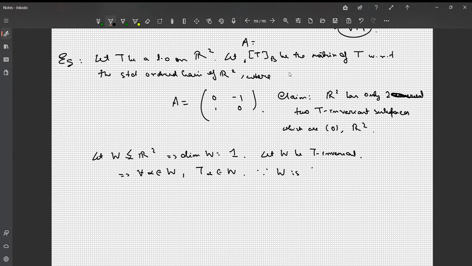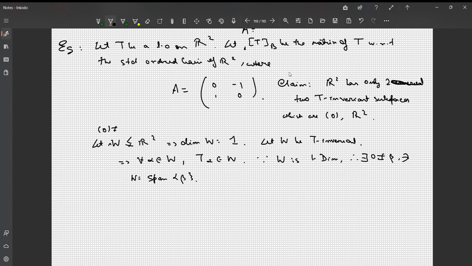Is it clear? Now, since W is one-dimensional, it is obviously non-zero. So there exists a non-zero vector beta such that W is spanned by this non-zero vector beta. Beta is obviously inside W. Now, if W is spanned by beta, then alpha must be some scalar multiple of beta. Therefore, since we are talking about R2, we can consider the scalar from R such that alpha is C times beta. Right? But that implies beta can be written as 1 over C times alpha.